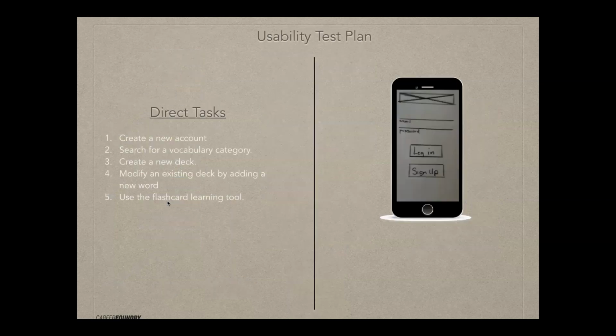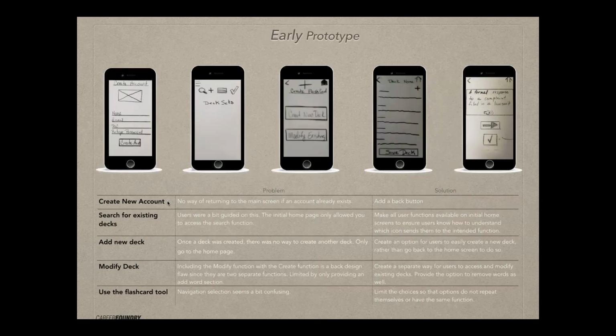For the initial prototype, I had users complete a usability test. I asked them to complete 5 tasks, and I observed and listened as they did so. I found that the early prototype was everything but perfect. Not even close, really. What we found is, when it came to creating an account, there was no way of returning to the main screen. So, if you already had an account, you were kind of stuck.